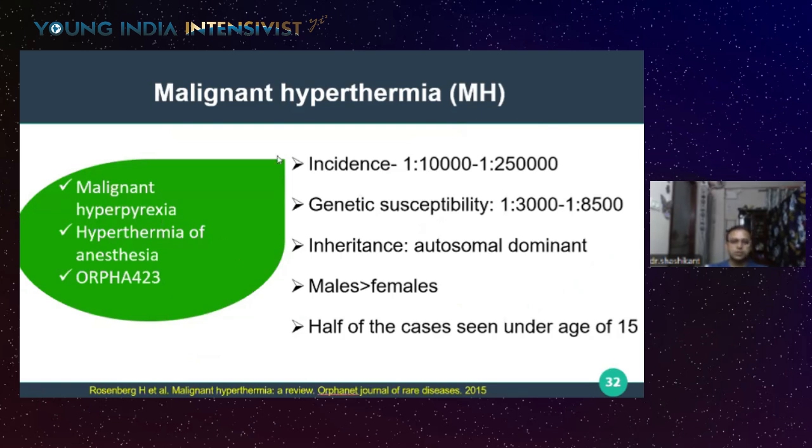Malignant hypothermia is also known as malignant hyperpyrexia or hypothermia of anesthesia, and it also comes in the category of orphan disease. It has been given a nomenclature here. The overall incidence ranges from 1 in 10,000 to 1 in 250,000, while the genetic susceptibility is 1 in 3,000 to 1 in 8,500 individuals.